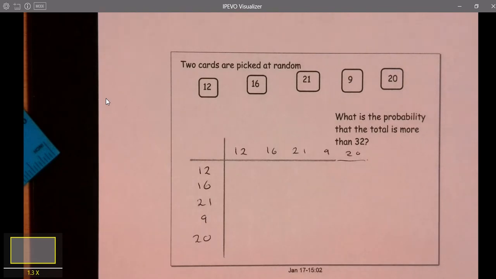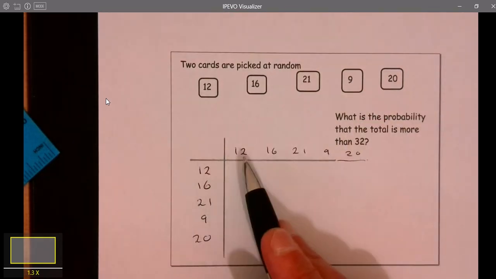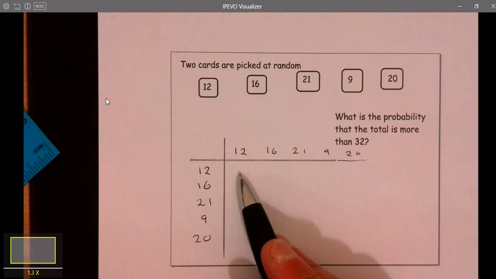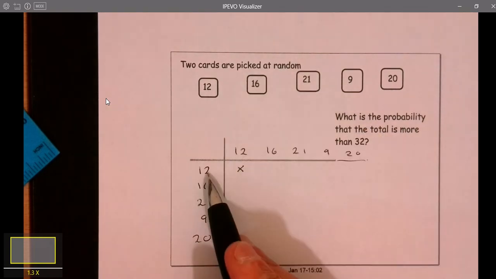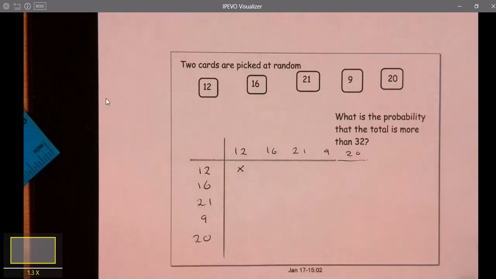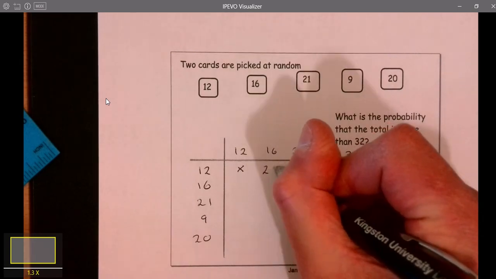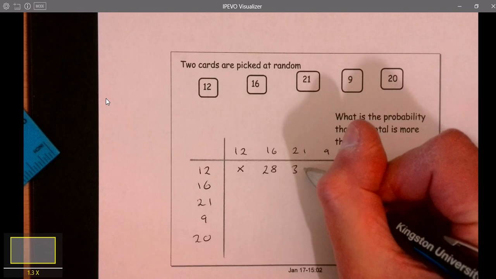Right, and the totals. We're just going to add these together. Wait a minute, 12 and 12. I can't get 12 and 12, can we? That's not possible, because if I pick my first card out that's a 12, how can I pick a 12 again? Because 12 will be gone. So that's another little trick within the question.